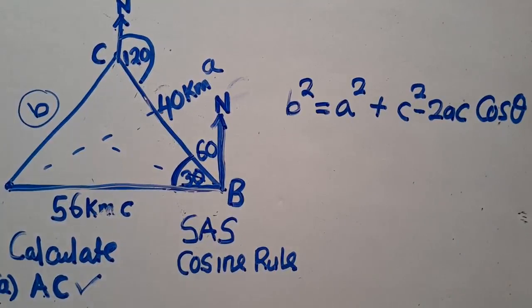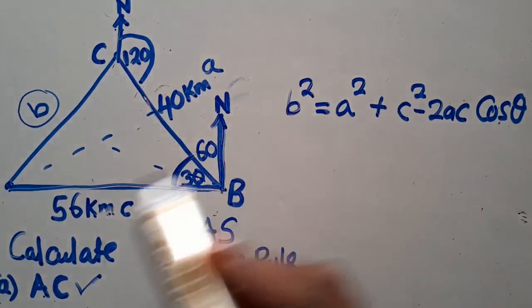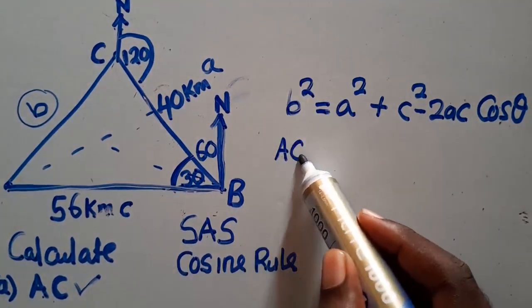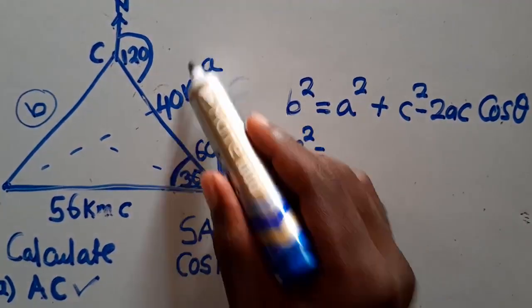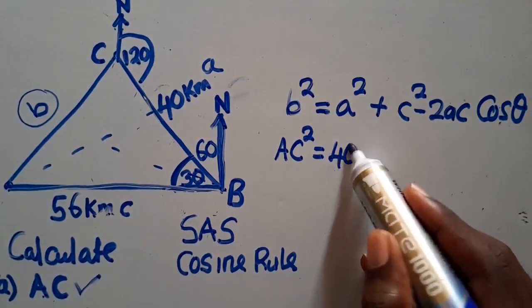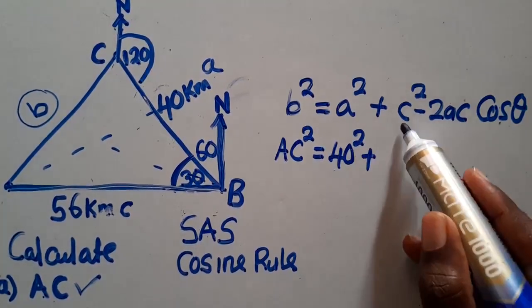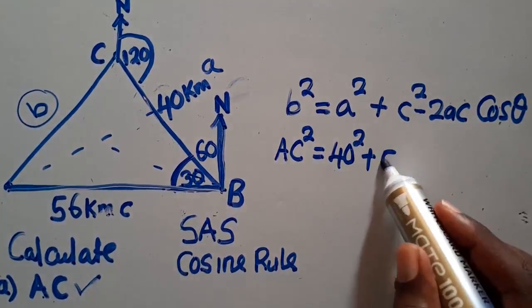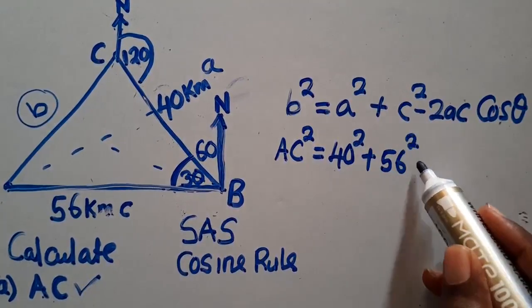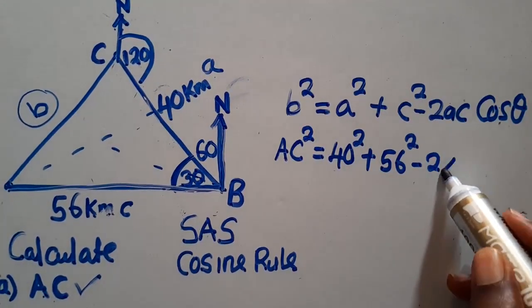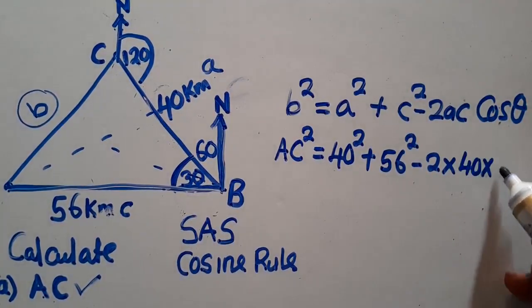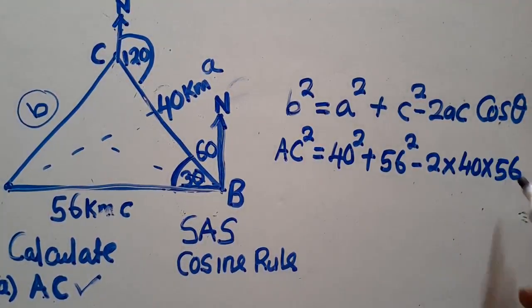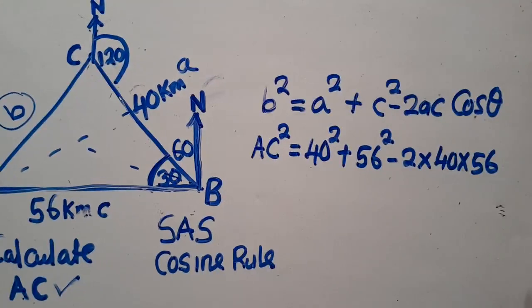This is the first question that we have. b squared, we've got AC there. b is AC. So AC squared is equal to, what is a? a is there, which is 40. So just say 40 squared plus, what is my c? c is here, which is 56 squared. Minus 2 times what? a, which is 40, times c, which is 56. I do that. Then I just say cos the angle.